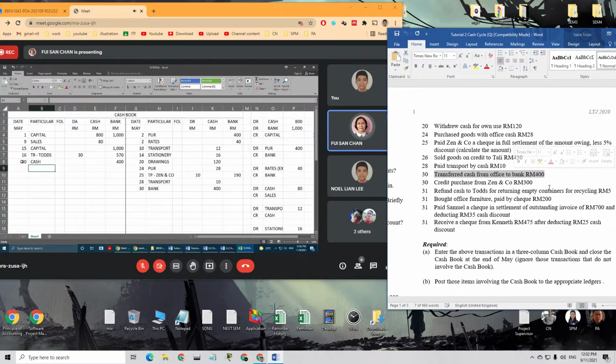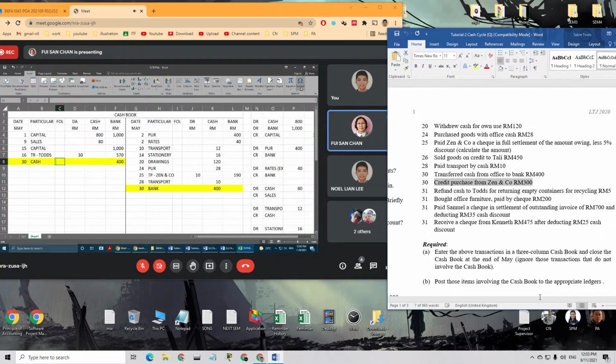Are you good? Now, you see, this transaction is between, we have one on the credit and one on the debit, right? Let me put the color so that you can see better. This type of transaction, you must put a tick at the folio here. Put a tick. I'll insert a symbol.